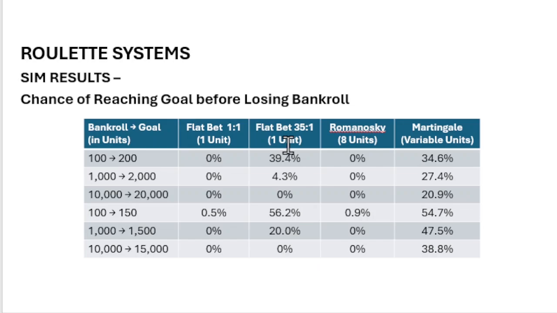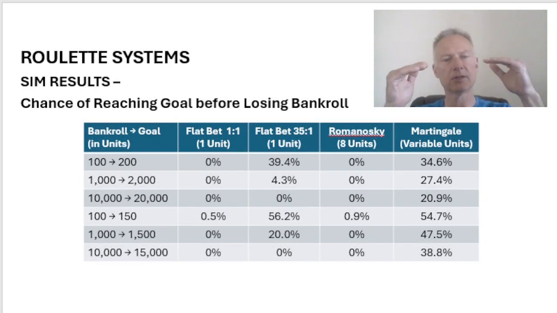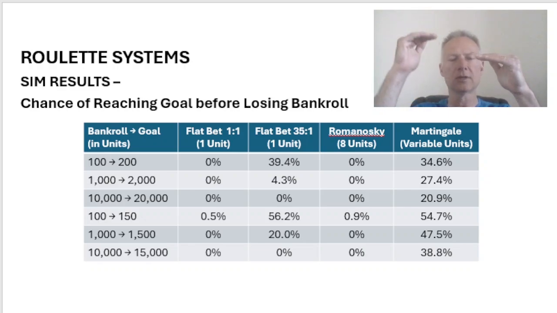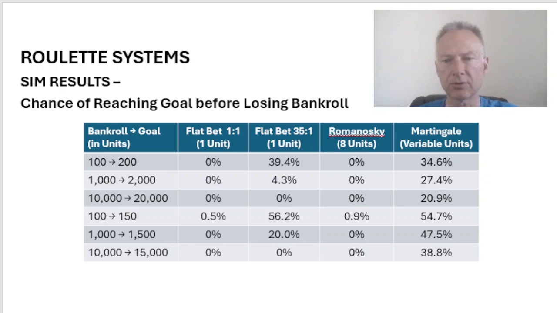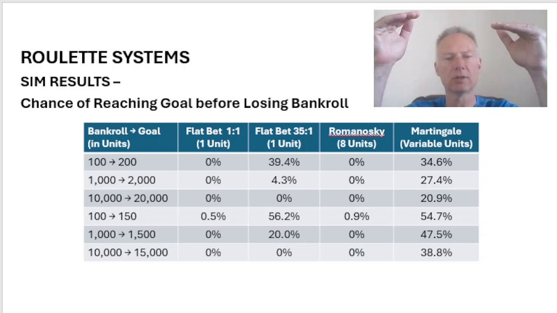The flat bet at 35 to 1 gives you a lot of additional volatility. And it's this volatility that might propel you above, because you're winning 35 times your bet. If you string together a couple of those close together, you might be able to overcome and double your bankroll before you lose it. But remember, the house advantage is still there. It's not a winning system. Just because you're able to double occasionally before you lose it all does not mean it's a winning system.